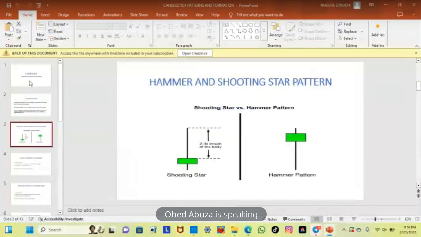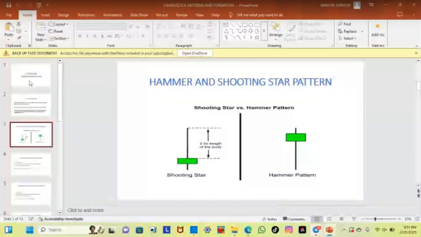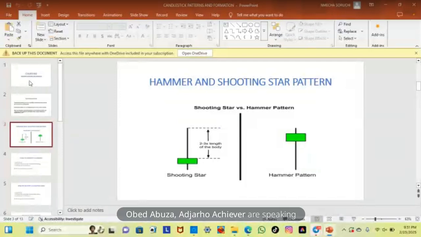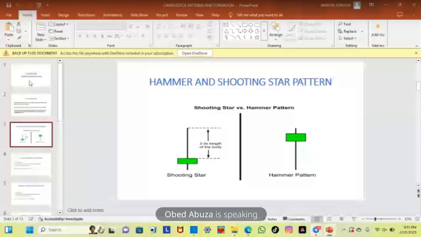I don't know what is wrong. Please, what are you seeing on my screen? Are you seeing a candlestick pattern? Are you seeing the hammer and shooting star pattern, or are you still seeing the part that's showing introduction? Somebody should reply so I know what I'm doing. What part of the PDF are you seeing on my phone? Is it the part that is saying introduction, or are you seeing the hammer and shooting star pattern? I need a reply from somebody. I'm seeing the hammer and shooting star pattern.